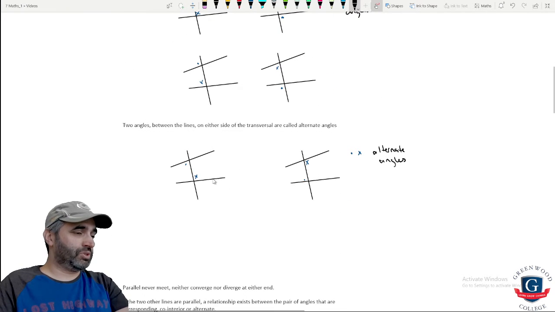Now, if they're between the two lines, and this is the transversal, and they're on opposite sides of the transversal, they're called alternate angles. So this one and this one are alternate, and similarly this one and this one are alternate.